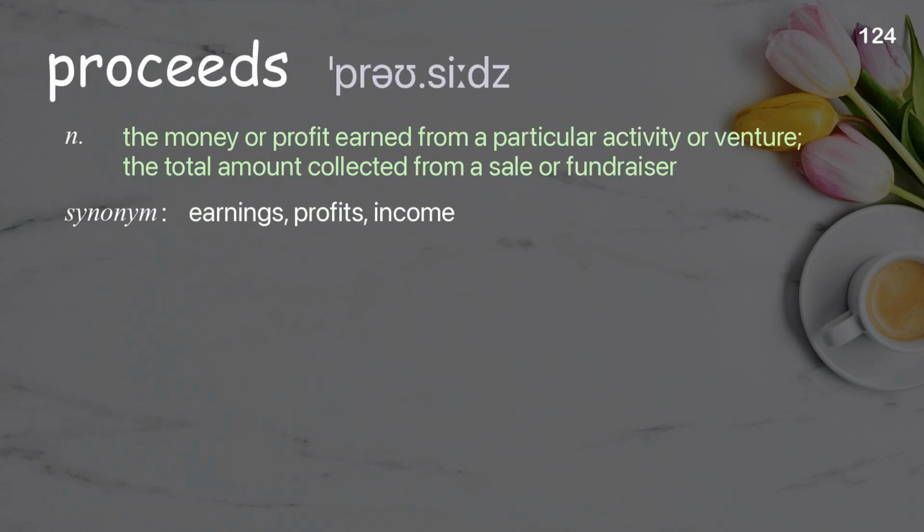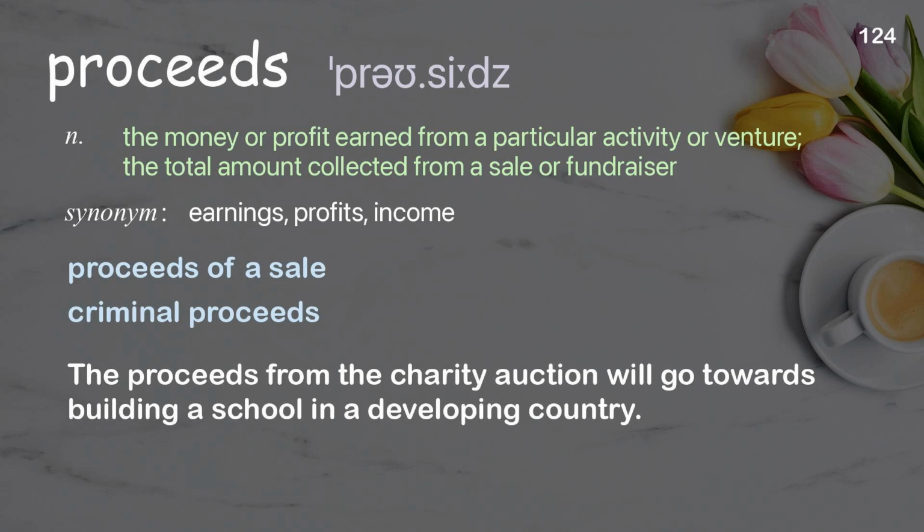Proceeds. The money or profit earned from a particular activity or venture, the total amount collected from a sale or fundraiser. Examples: Proceeds of a sale. Criminal proceeds. The proceeds from the charity auction will go towards building a school in a developing country.